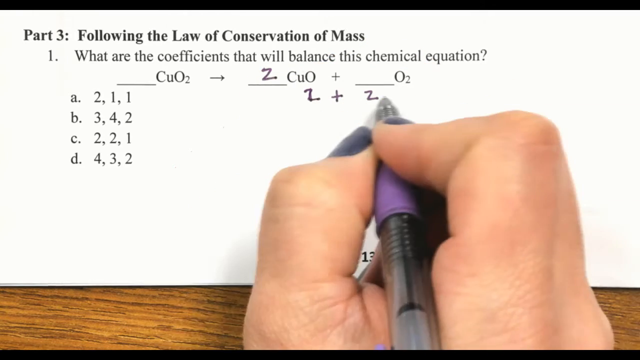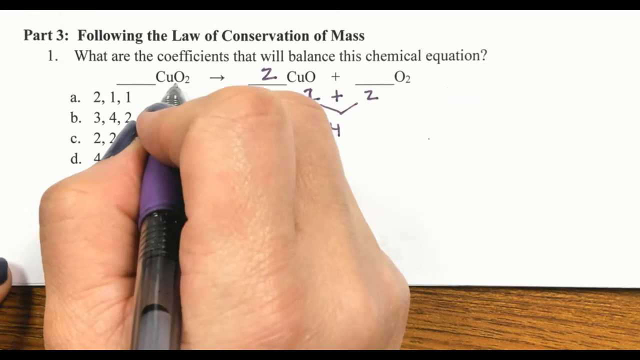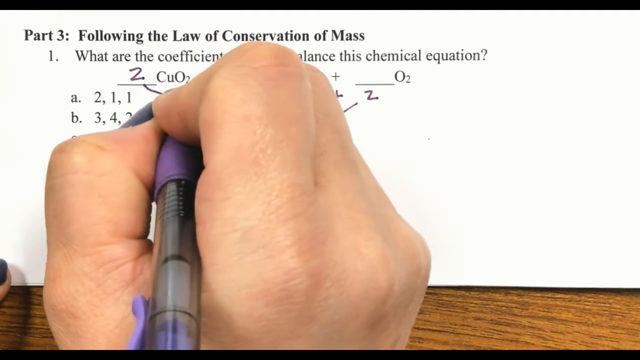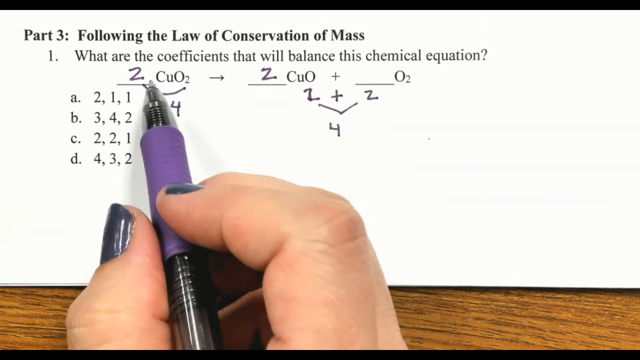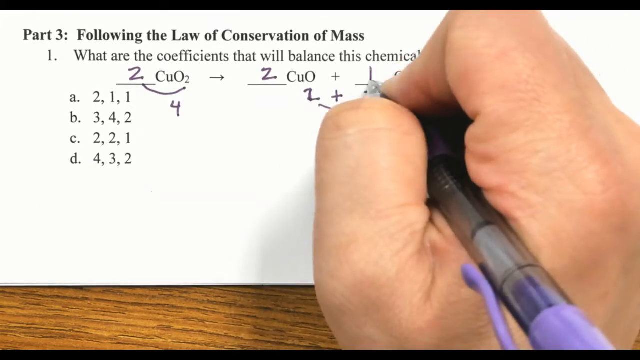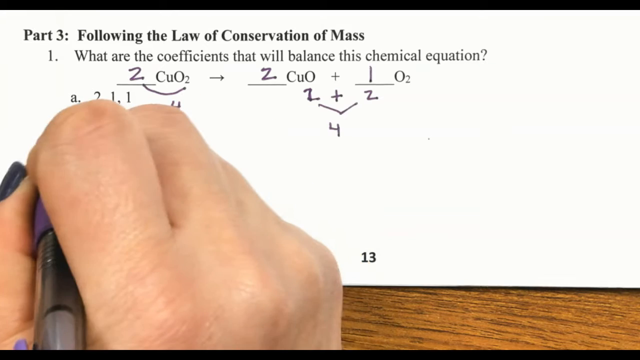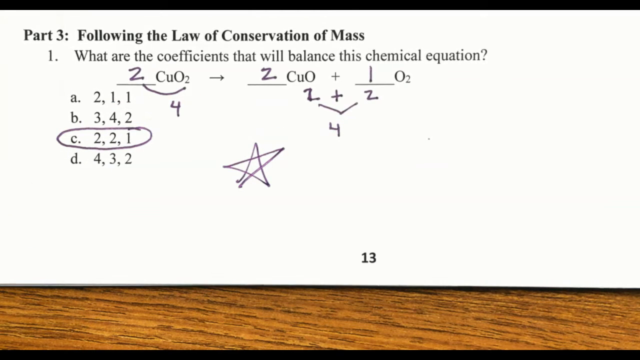me 2 plus 2 is 4 oxygens on the right, and so over here I can put a 2 there because 2 times 2 would be 4 oxygens on the left. Notice that my coppers were fixed in the process, so my coefficients are 2, 2, 1, which is going to be letter C. This one is a special one that's actually a little bit challenging. So we started off difficult, but hopefully it'll get easier as we go forward.